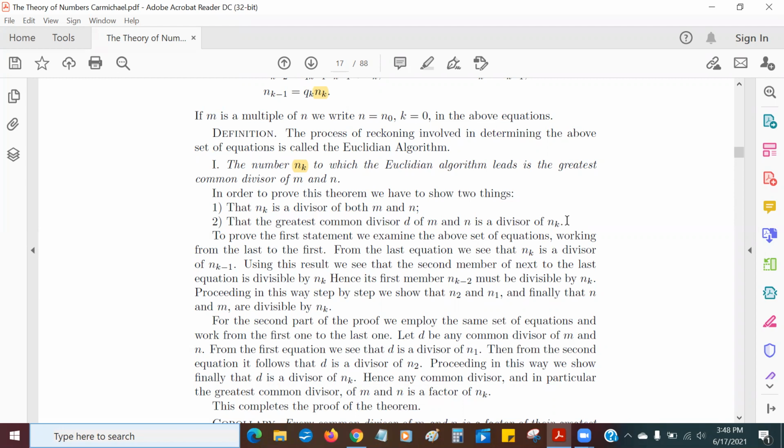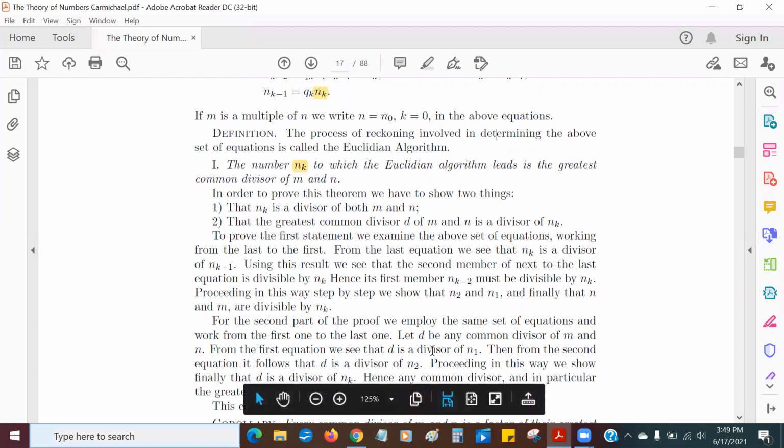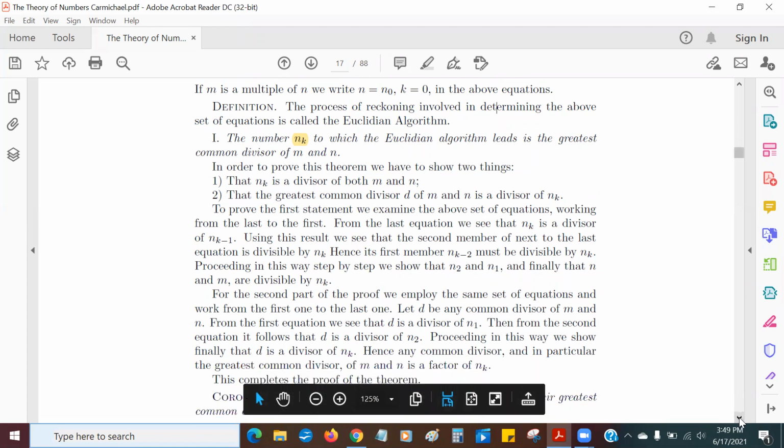Once that happens, we're done. Because if nk is a common divisor of m and n, that means nk divides d. If d is a divisor of nk, then d divides nk. Well, if nk divides d and d divides nk, the two numbers must be equal to each other. That's really the whole proof. And now I'm just going to talk us through it. So here we go. The book outlines the proofs beautifully.